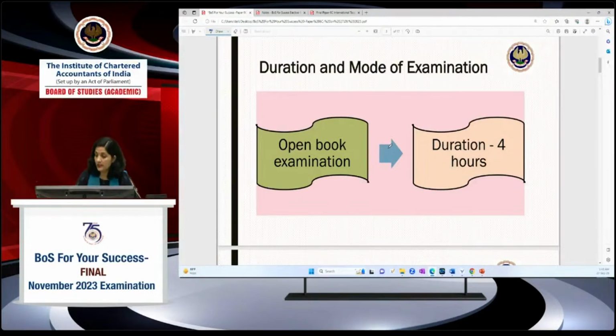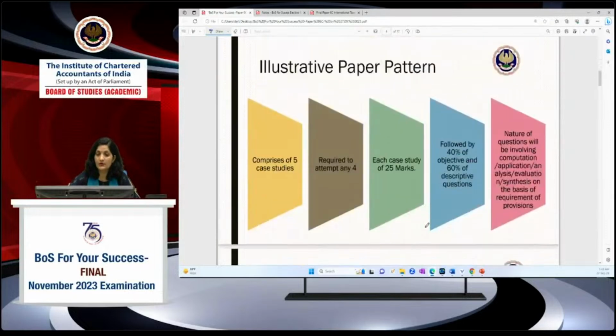Then, what is the paper pattern for the examination? This paper, elective papers generally comprise 5 case studies, and you are required to attempt any 4 case studies out of the 5. Each case study would carry 25 marks. In these 25 marks, 40% of your marks are allocated for MCQ based questions and 60% for descriptive questions. 40% means 10 marks would be based on MCQ based questions and the remaining 15 marks in the form of descriptive questions in each case study.